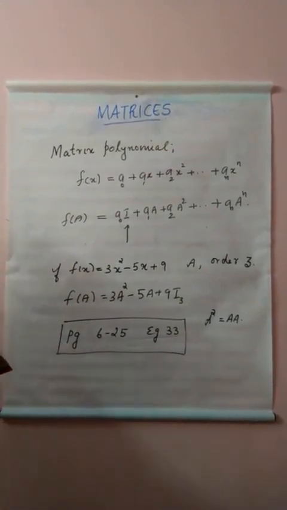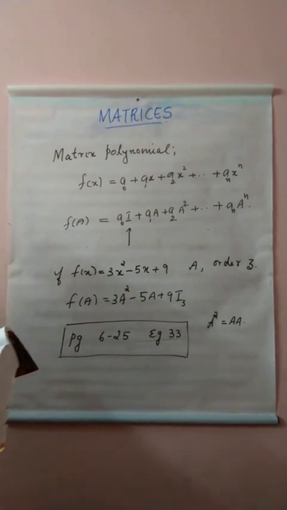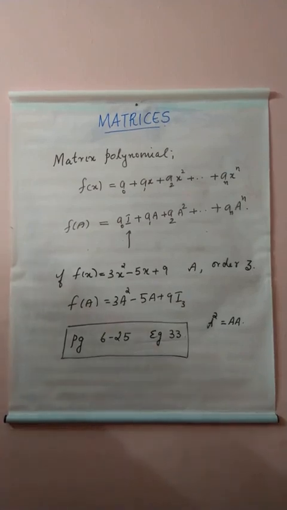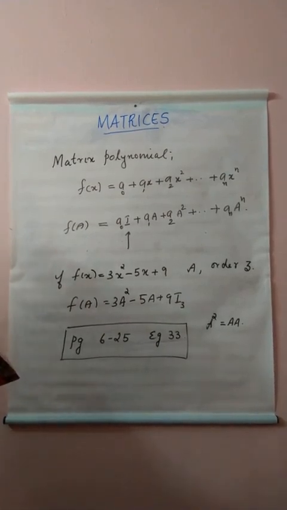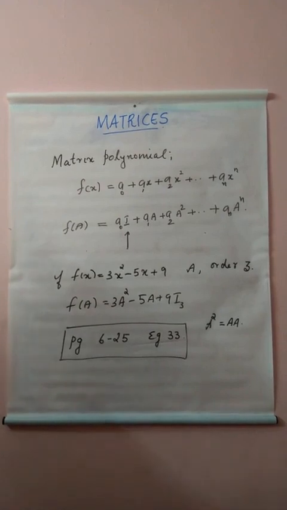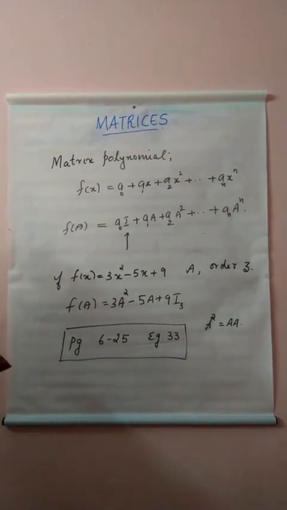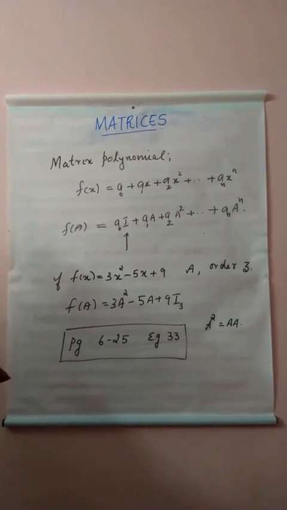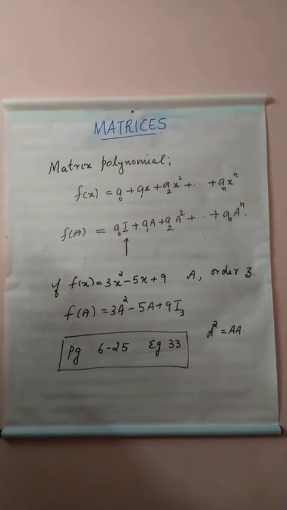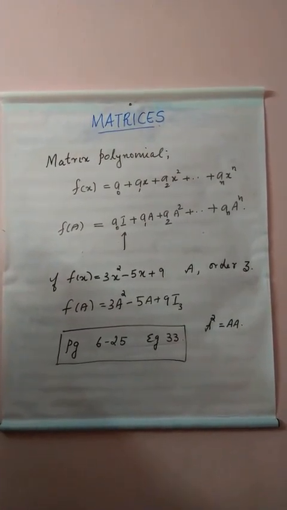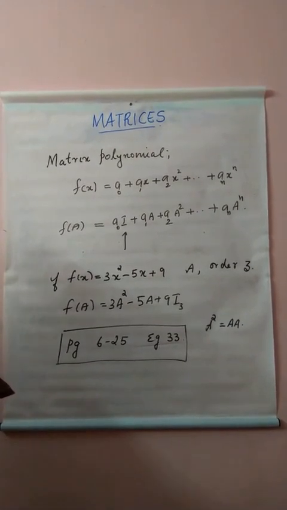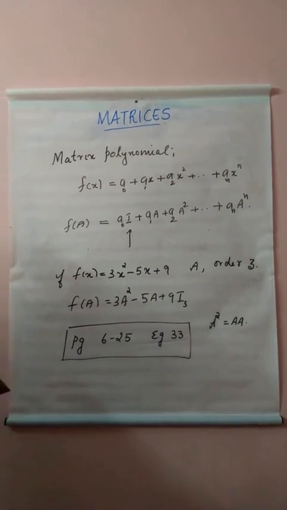Now third question, find f of A. That is what we are learning as new in this chapter. F of A where f of x is equal to 2x cube minus 4x plus 5. To find f of A, I told you, you have to substitute A for x, and for the constant 5 you have to substitute 5I. So to find f of A, the given polynomial is 2x cube minus 4x plus 5. You have to write f of A is equal to 2A cube minus 4A plus 5I. That is what you have to understand.